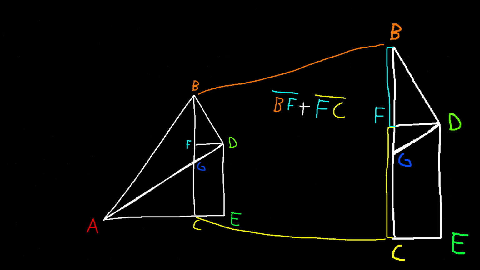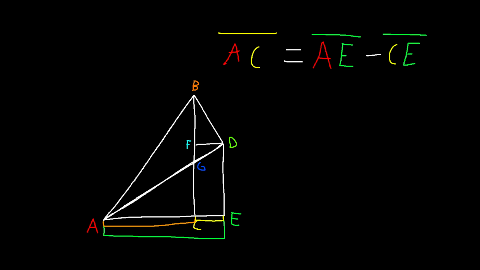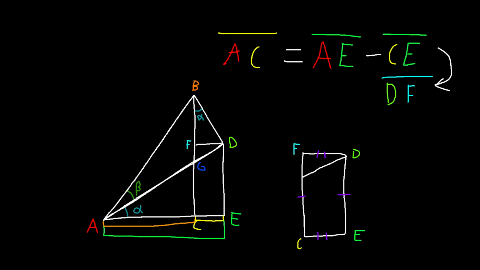Let's reuse the same diagram, but clear up some of the labels we won't need. This time, we are trying to find length AC, as that is the cosine of alpha plus beta. The first thing to notice is that AC can also be broken down into AE minus CE. For a similar reason as before, using the rectangle, we can substitute DF in for CE. We can find DF pretty easily.